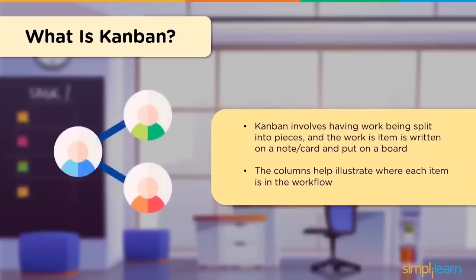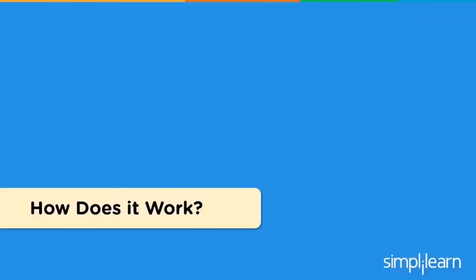So on the Kanban board, work is divided into smaller, more manageable pieces. The work that's needed to be done is written on a note or card and placed on a board. Columns on the board help represent where each item is, with respect to the workflow. Now let's have a look at what these are in detail. Let's find out how Kanban works. Now the board consists of three major components.